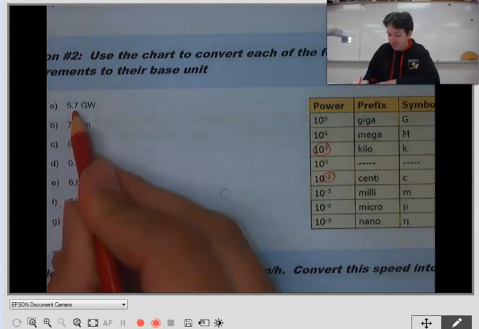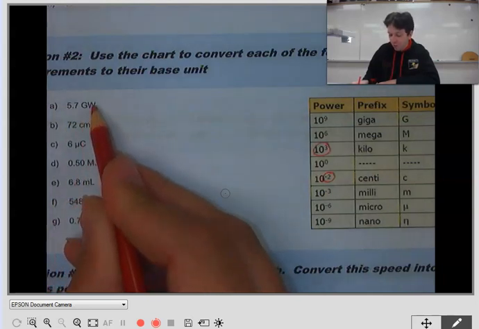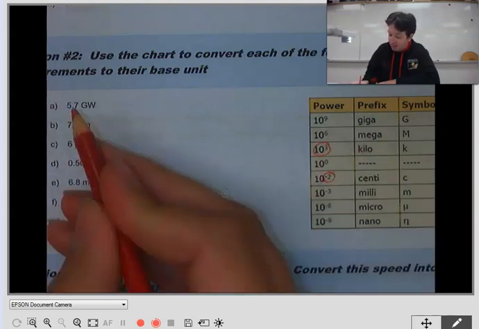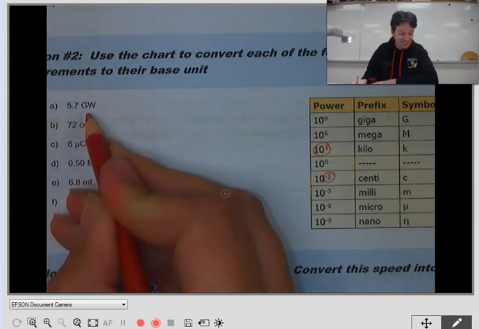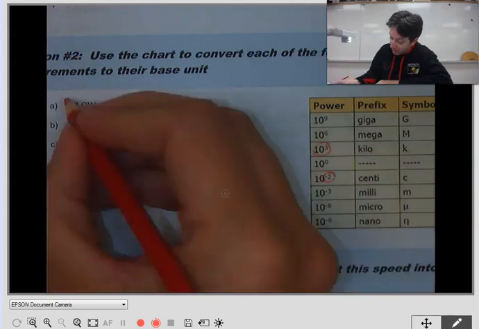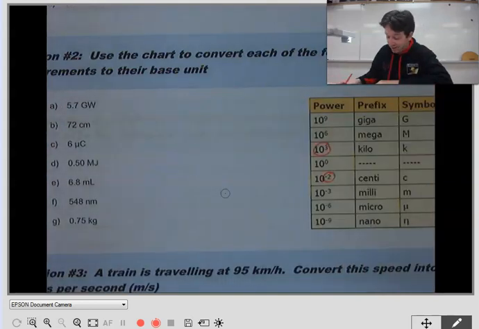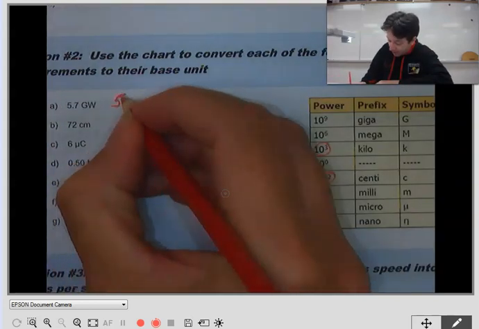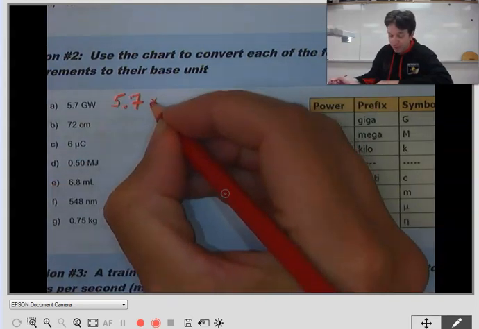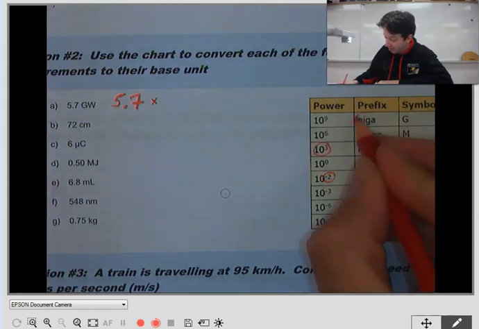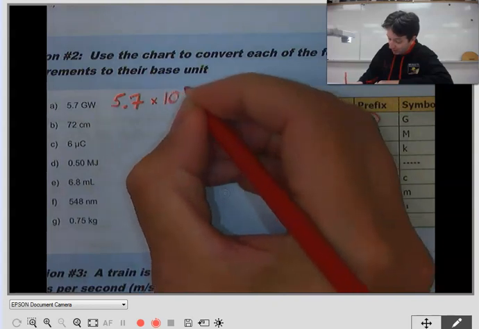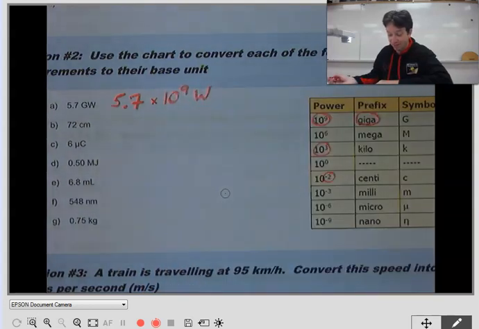Here we have 5.7 gigawatts. Don't worry about watts. That's just the unit, like a light bulb. Except I've never seen a light bulb that's 5.7 gigawatts. It sounds like something from Back to the Future. But if we were going to convert it just to watts, not gigawatts, well, I can write 5.7 and then multiply it by that exponent of 10. And giga is 10 to the power of 9. So I multiply it by 10 to the power of 9. And there you go. That's all you have to do.